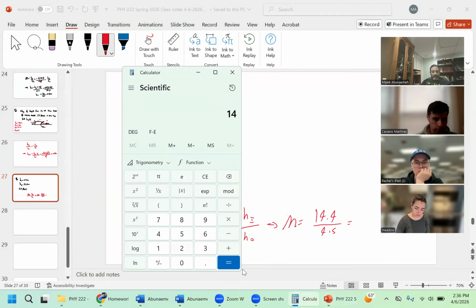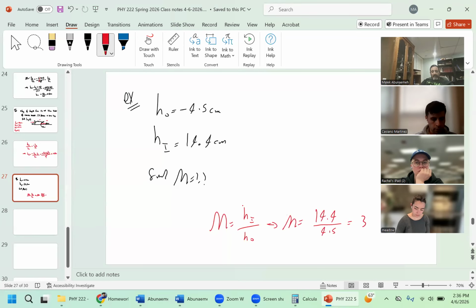Negative 3.2. Yeah, 3.2. Is that right? Is that what you got? I got negative. I was waiting for somebody because the 14, this is gonna be negative, so this is gonna be what? Negative. That's correct. I was waiting for somebody to tell me the negative part.